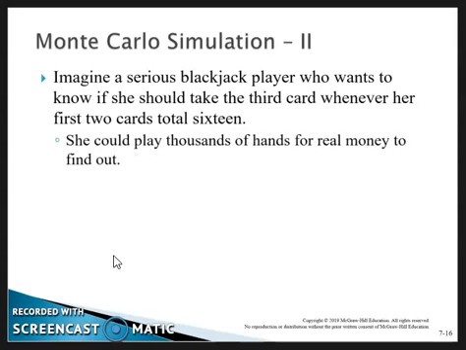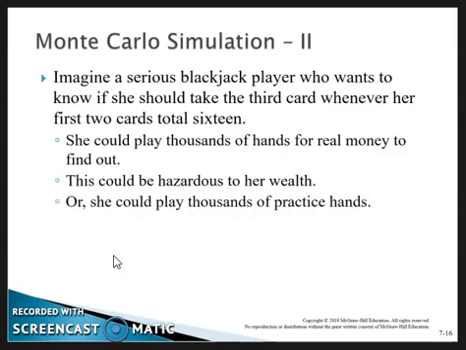She could attempt to do it by trial and error, but this could obviously cost a considerable amount of money. So she could play thousands of practice hands, and that's basically what Monte Carlo simulation is. Just an aside, you can run Monte Carlo simulations with replacement, where the card would be put back in the deck. In the typical card scenario analysis or Monte Carlo simulation, you would do the simulation without replacement, but it can be done either way.